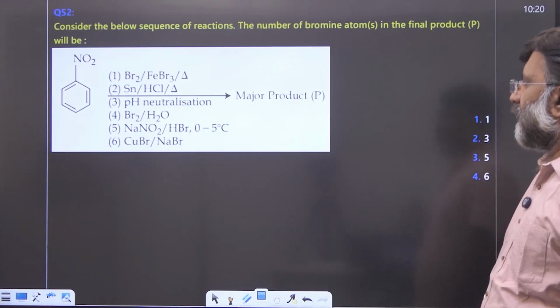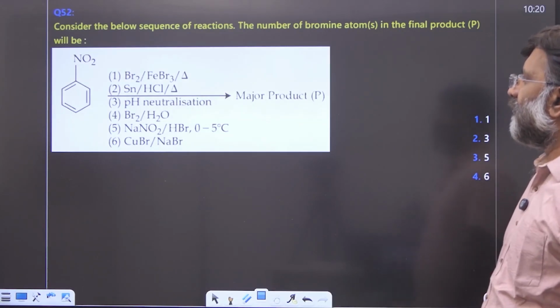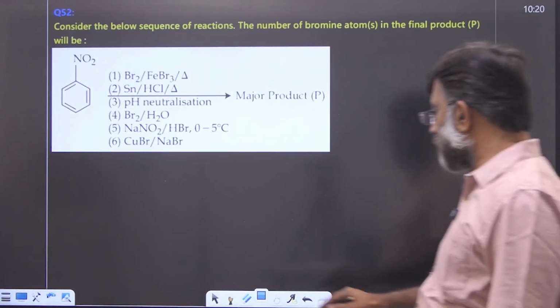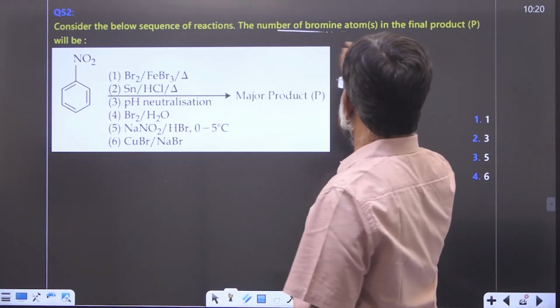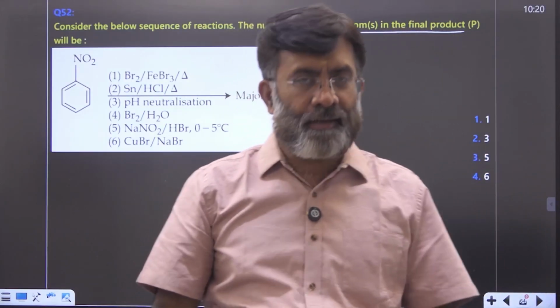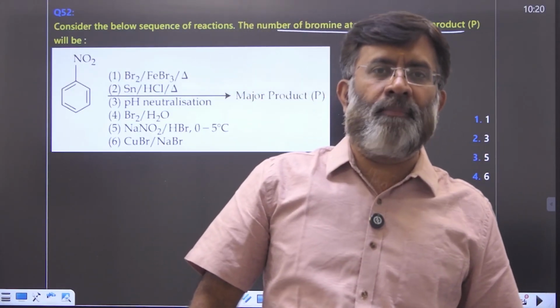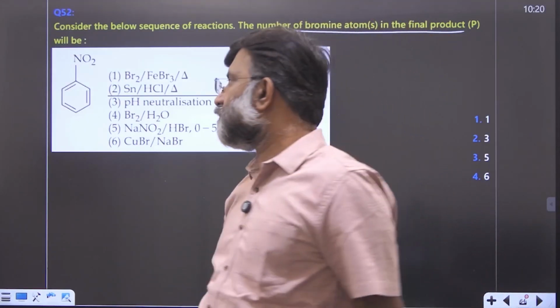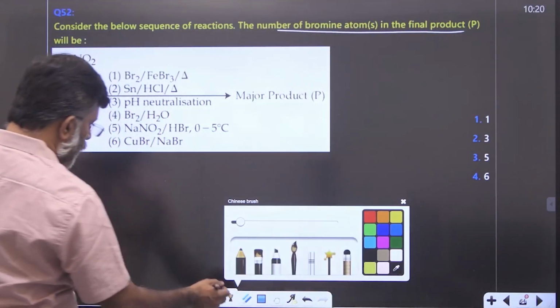There is a long sequence given. Find the number of bromine atoms in the final product. So you need to write the entire sequence, get the final product, and get the number of bromine atoms in that final product. That is the question. Let's see one by one.